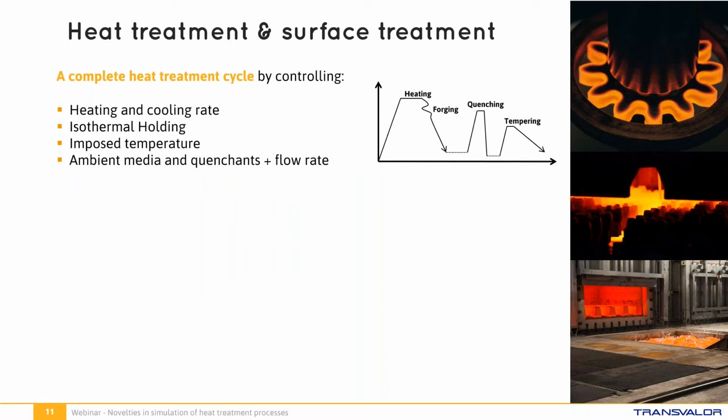With SIMHEAT, you can determine the data of the incoming material which has to be processed, and you can prepare a chart of your heat treatment cycle. The software allows you to define a complete heat treatment cycle by controlling the different heat treatment operations, by controlling the heating, the cooling rates, and the quenching.